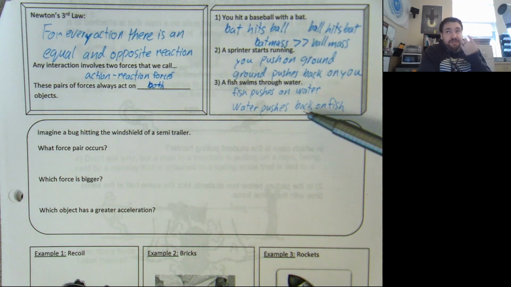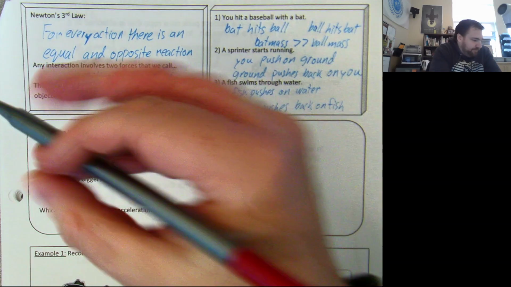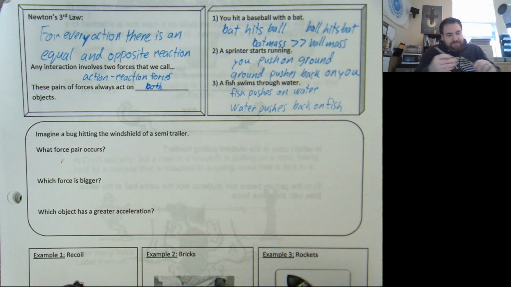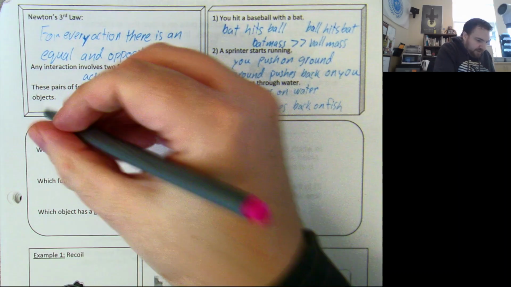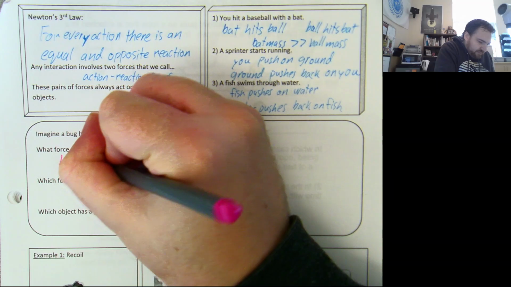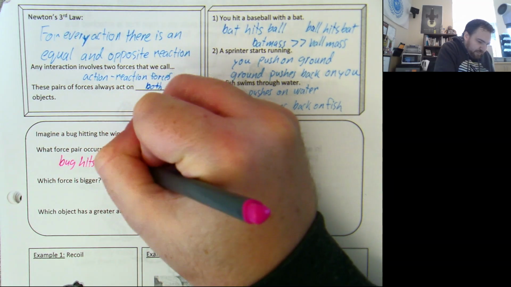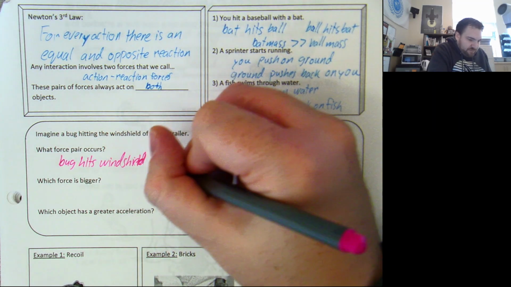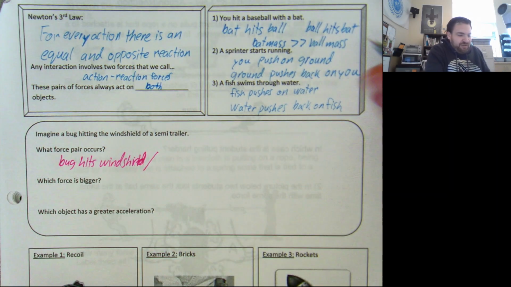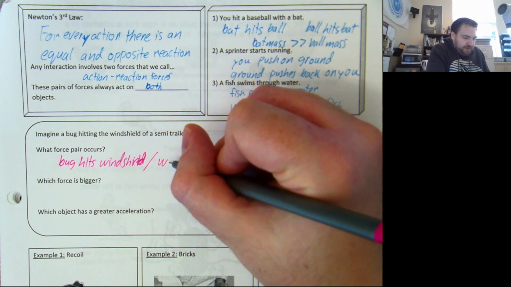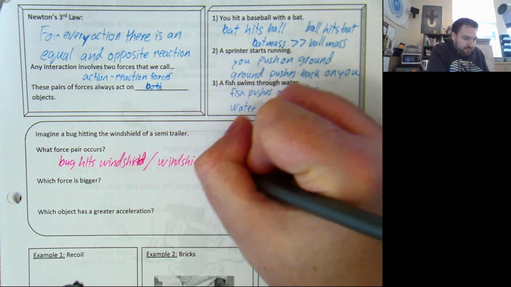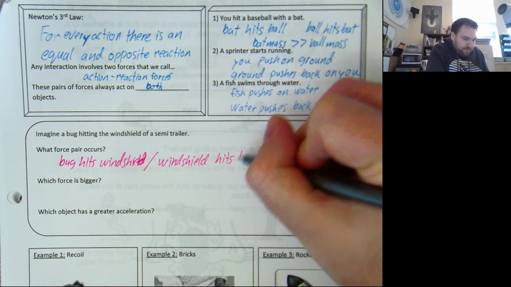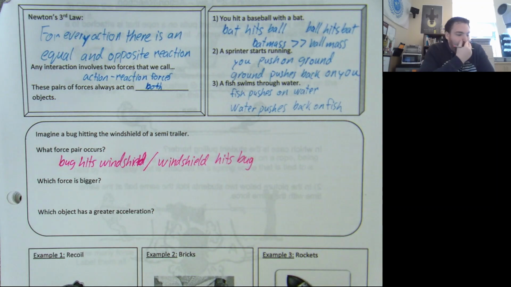Well, it's an extension of all these questions, right? The bug hits the windshield. This one's dead. The bug hits the windshield. There should be an L in there. Windshield. And at the same time that the bug is hitting the windshield, the windshield also hits the bug. Which of those two forces is bigger?